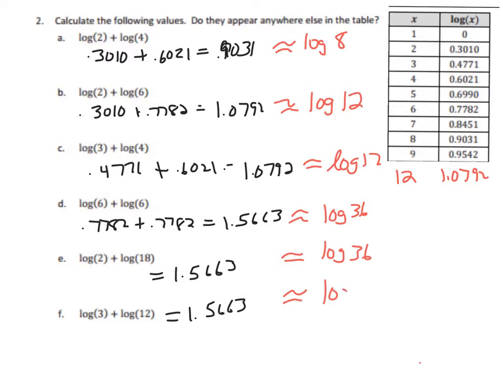So there's a pattern here. I want you to take a look at these numbers here, and if you're looking at them, okay, how does log of 2 and log of 4 give you a log of 8? Log of 2 and log of 6 give you 12. 3 and 4 give you 12. 6 and 6 give you 36. 2 and 18 give you 36. 3 and 12 give you 36. So let's go on to the next questions and answer what that comes down to and what your hypothesis is on that.